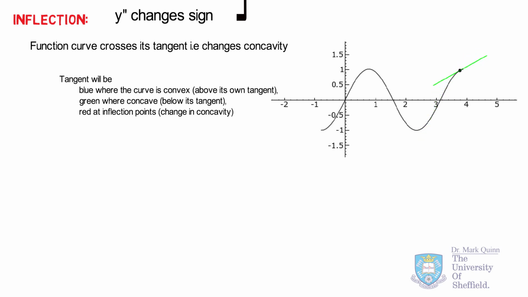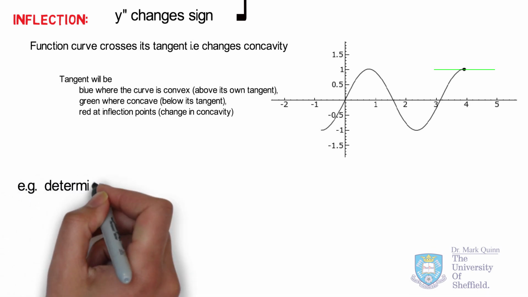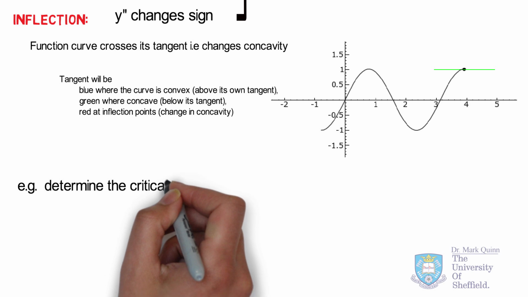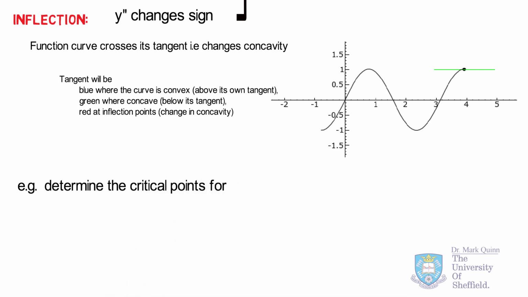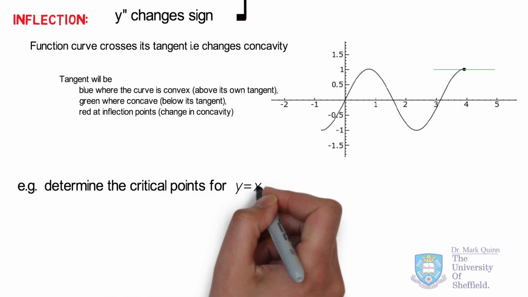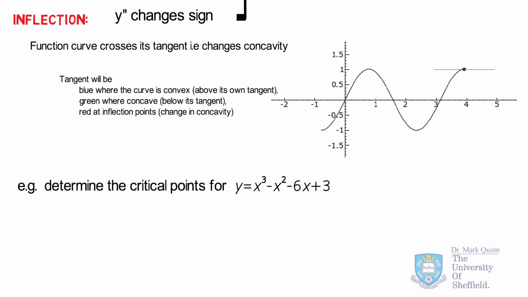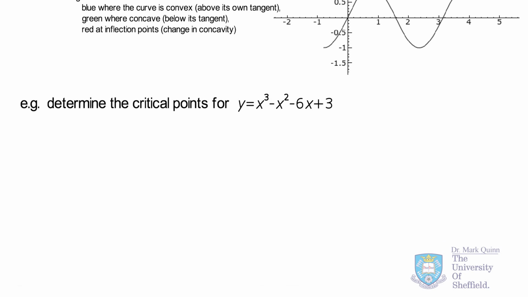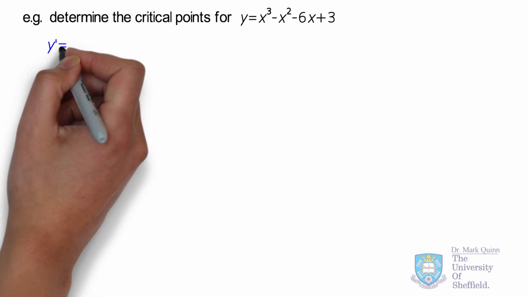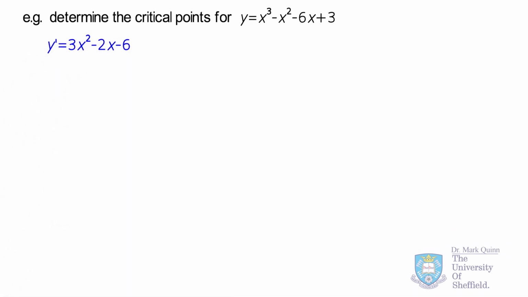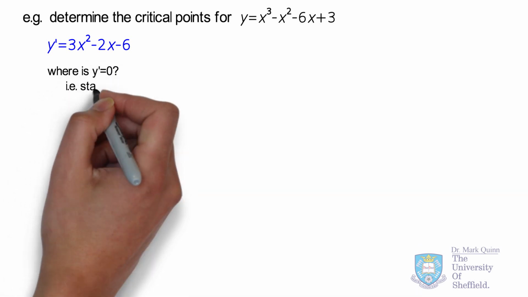be far removed. To illustrate this, let's take an example of some polynomial function, and we'll determine where its maxima and minima are, and we'll also determine where any points of inflection are. This polynomial function is x cubed minus x squared minus 6x plus 3. First, we determine the first derivative in order to locate the stationary points. These points are where the first derivative is equal to 0.